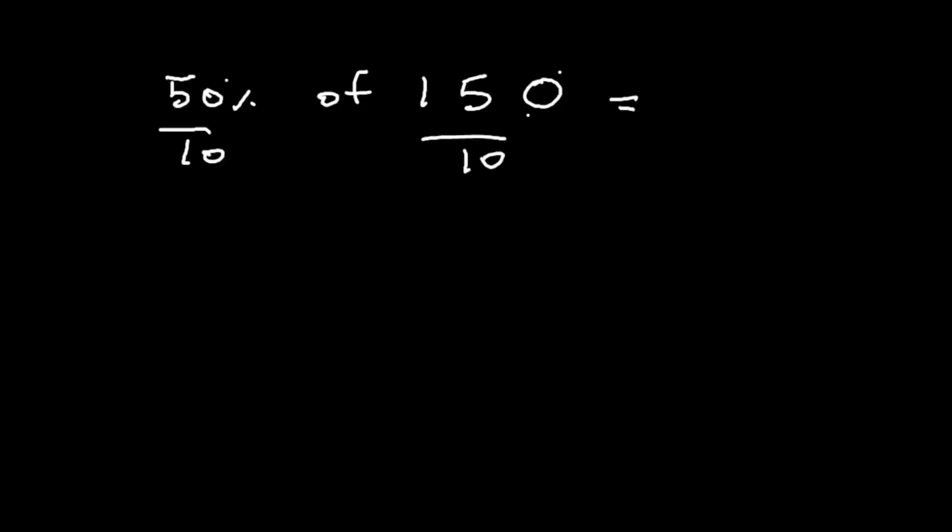Try this other one. 50% of 150. So, best choice here would be to divide by 10, right? Because it's easier when we cancel out the zeros. Now simply multiply 5 times 15, and in this case, if you multiply, you should get 75. That's our answer.